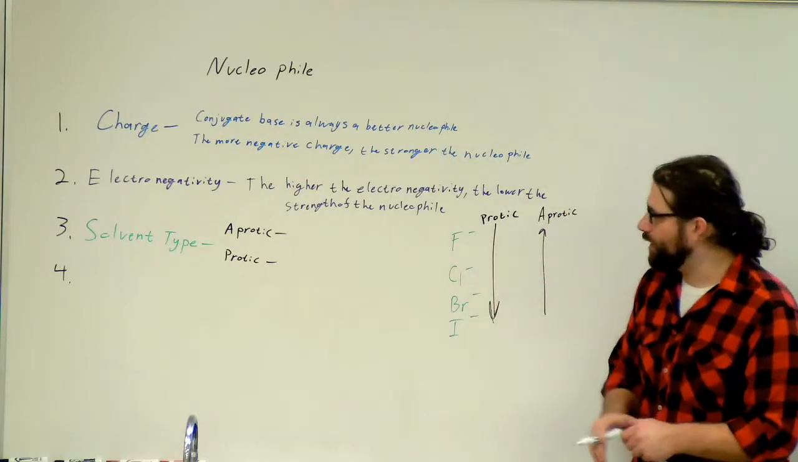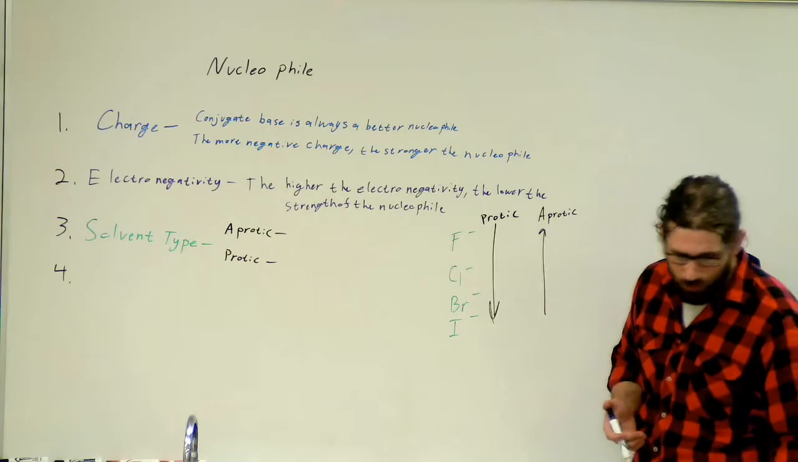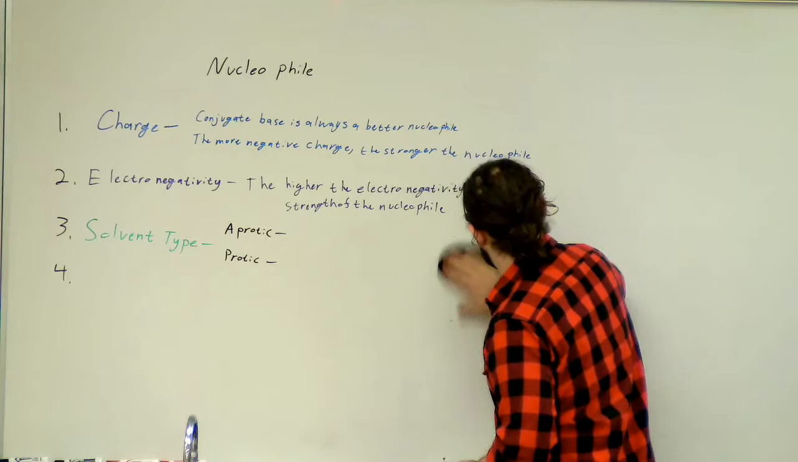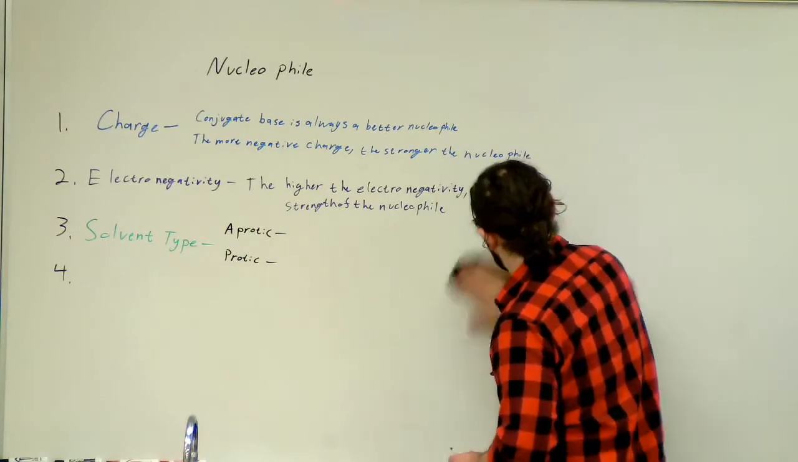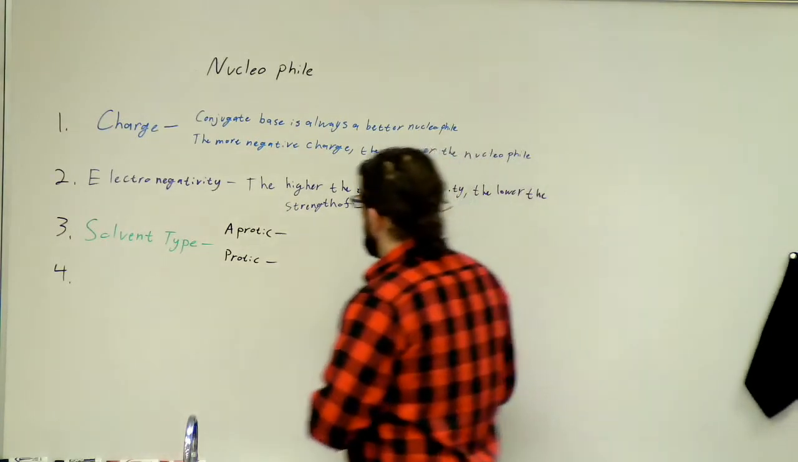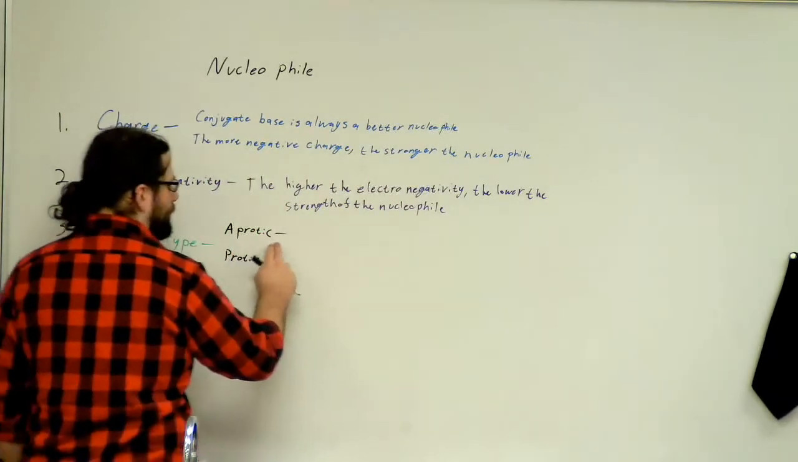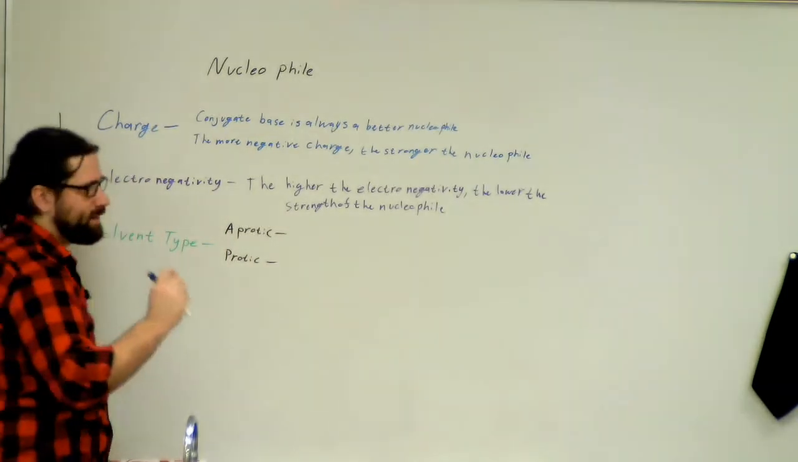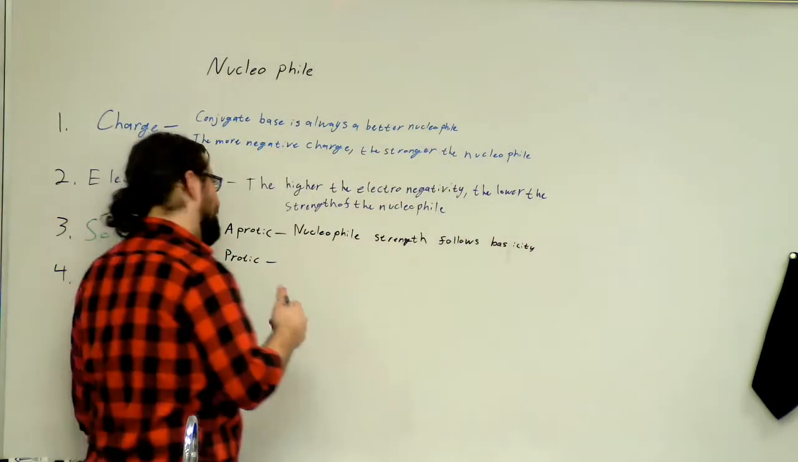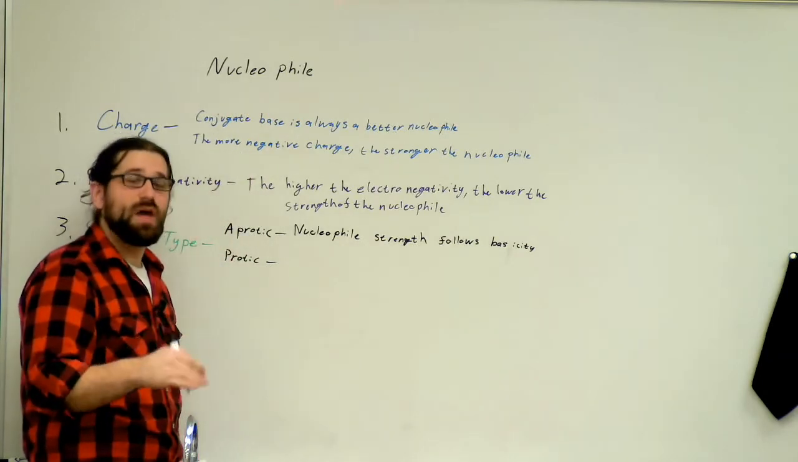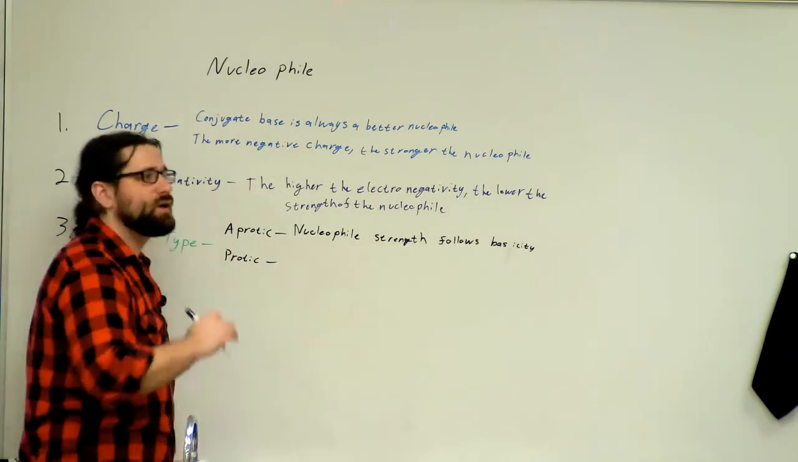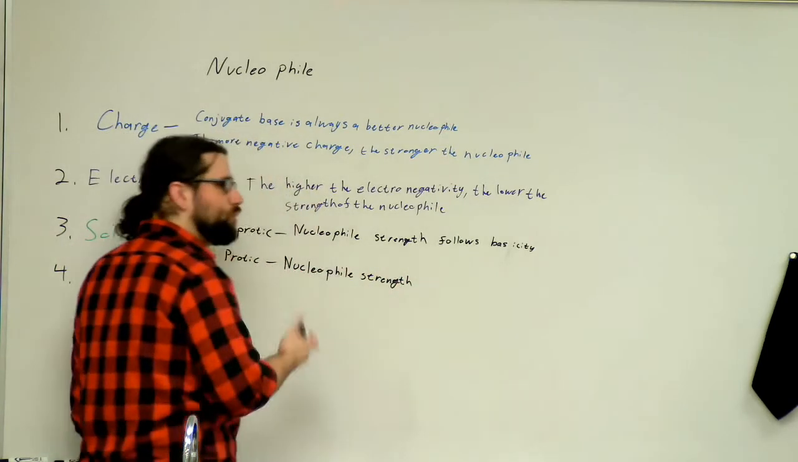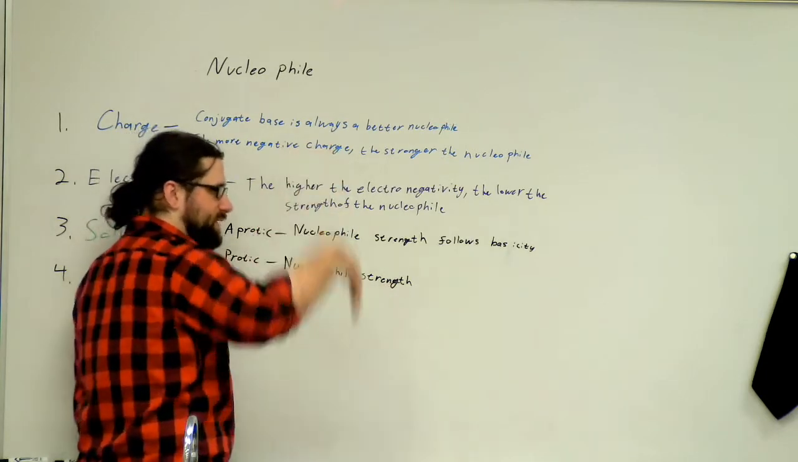So let's write that down. And I'm going to write that in black because apparently the green isn't showing up that well. So in an aprotic solvent, nucleophile strength follows basicity. In a protic solvent, nucleophile strength goes in the opposite direction of basicity. Or we'll say nucleophile strength increases going down the periodic table.